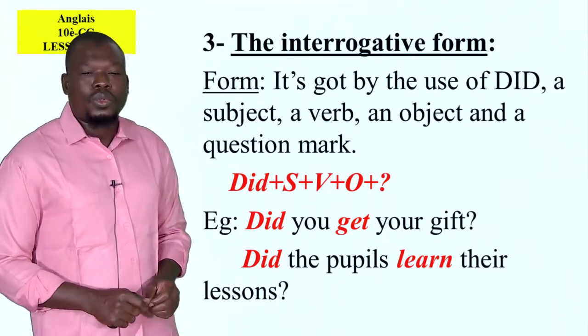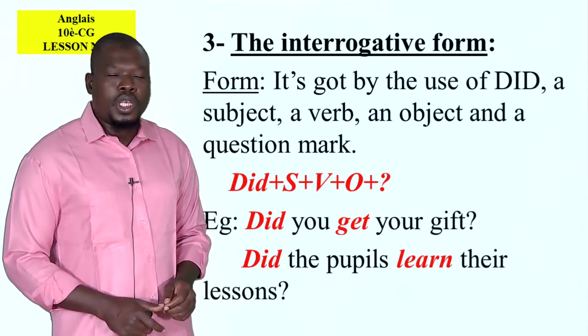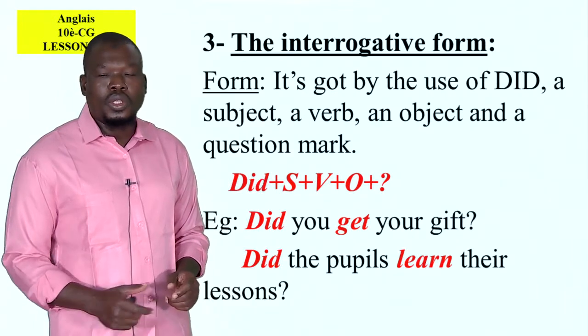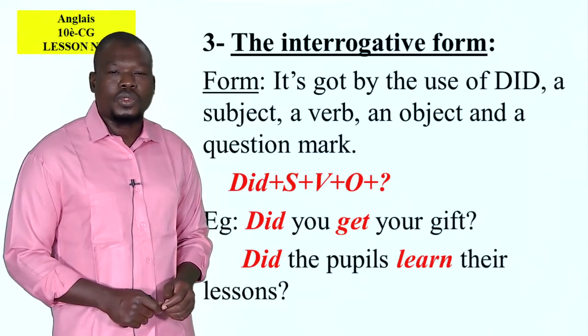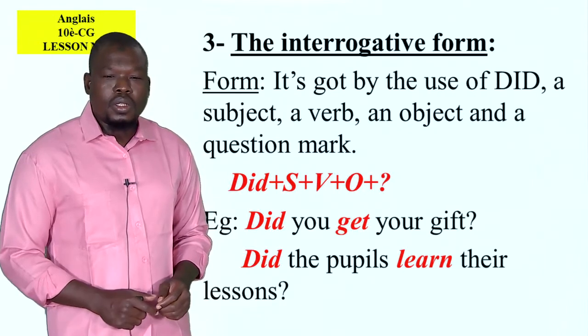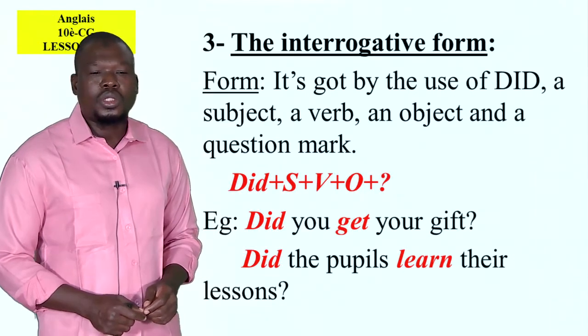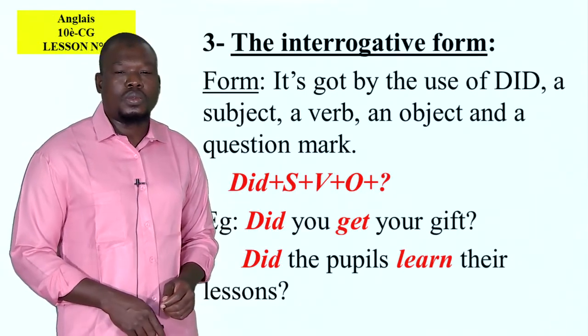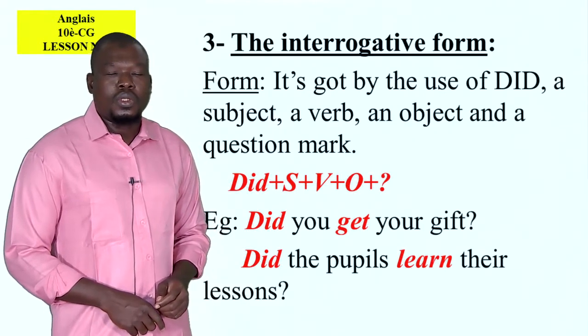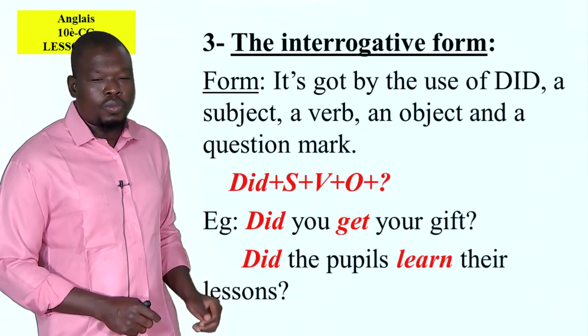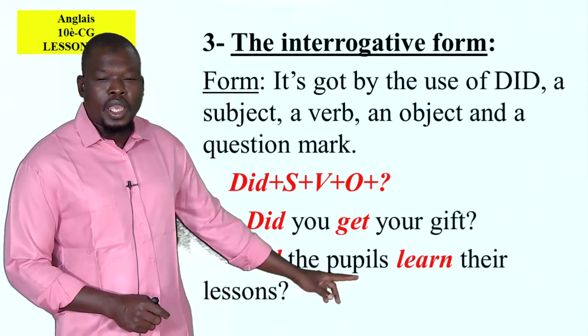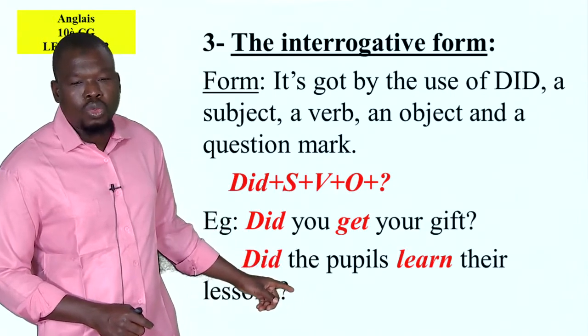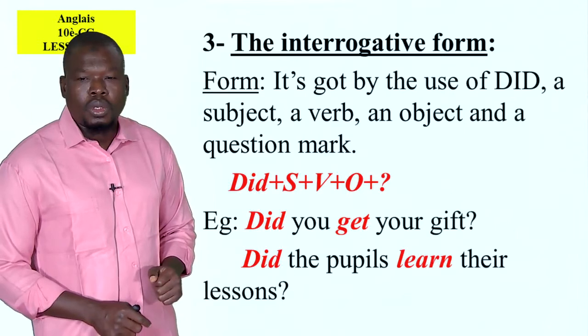The second example, did the pupils learn their lesson? This is the interrogative form. And remark that at the end we are obliged to put a question mark.